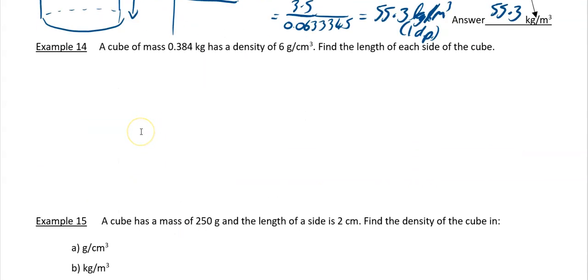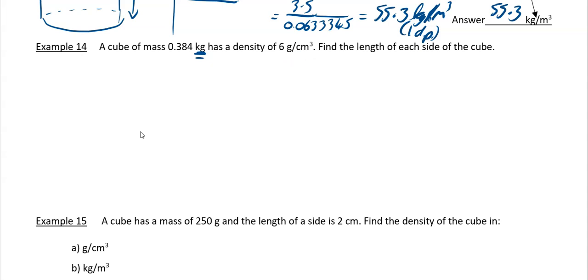Okay, example 14, two more examples to go on our mass density volume. It says a cube of mass 0.384 kilograms has a density of 6 grams per centimeter cubed. Find the length of each side of the cube. Now, when I look at this, first thing I see is a problem. My mass is in kilograms, but my density is in grams per centimeter cubed.